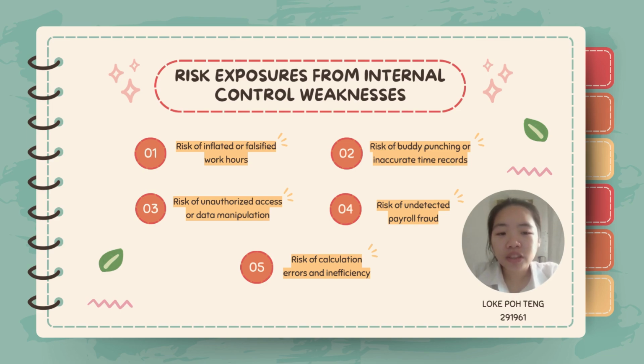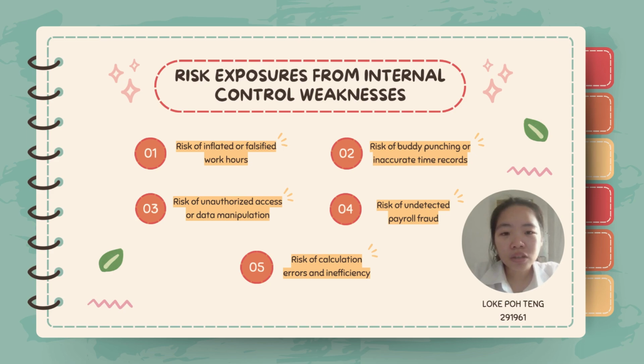Several internal control weaknesses have created risk exposure that could seriously affect the payroll system. First, allowing employees to take blank time cards without supervision increases the risk of time theft and falsification of work hours, which may lead to overpayment. The use of a manual time recording system further adds to this risk, as it opens the door to errors and buddy punching, where one employee clocks in for another.